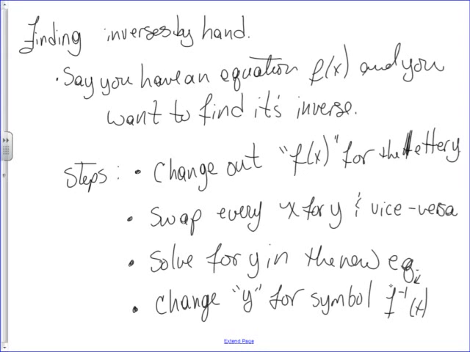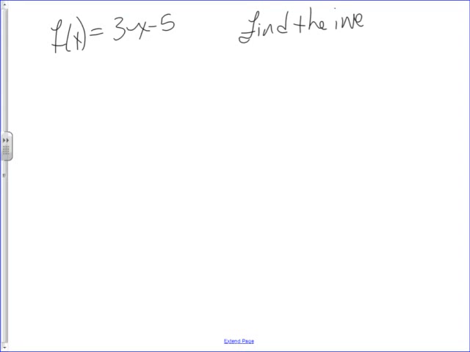All right. So let's put these steps to work. Make sure you write these down because I'm going to refer to these as we're going along. So here we have a function f of x equals 3x minus 5. We want to find the inverse.